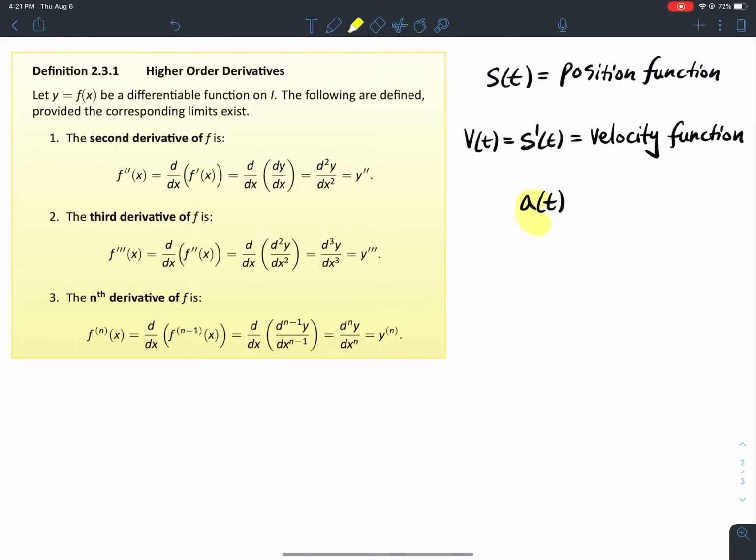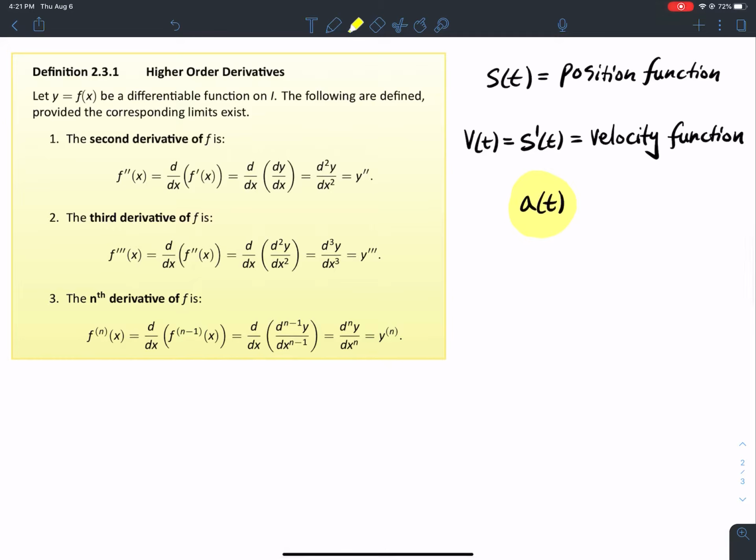Now, a of t, I think we talked about this just a little bit, but a of t is the acceleration function, and the acceleration function is actually the derivative of the velocity function. So to get this second derivative here, we take the derivative of the first derivative, right? Just like this rule was saying here, to get the second derivative, I take the derivative of the first derivative. And to get from the position function where we start, I have to take 2 derivatives to get the acceleration, okay?